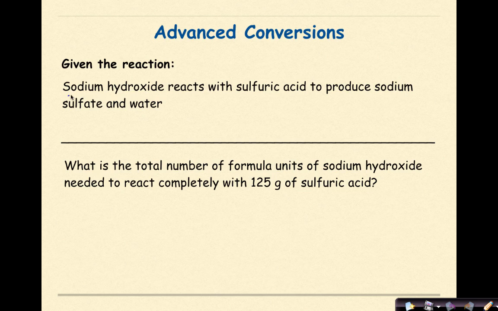Given the reaction, sodium hydroxide reacts with sulfuric acid to produce sodium sulfate and water. All right, we should know that sodium hydroxide is NaOH. It reacts with sulfuric acid. You should know this acid by now. It is H2SO4, to produce sodium sulfate. We know that sodium is Na+1. Sulfate is SO4 -2. I'm going to cross those down, so my correct formula will be Na2SO4 and water. So I have correctly written my equation.